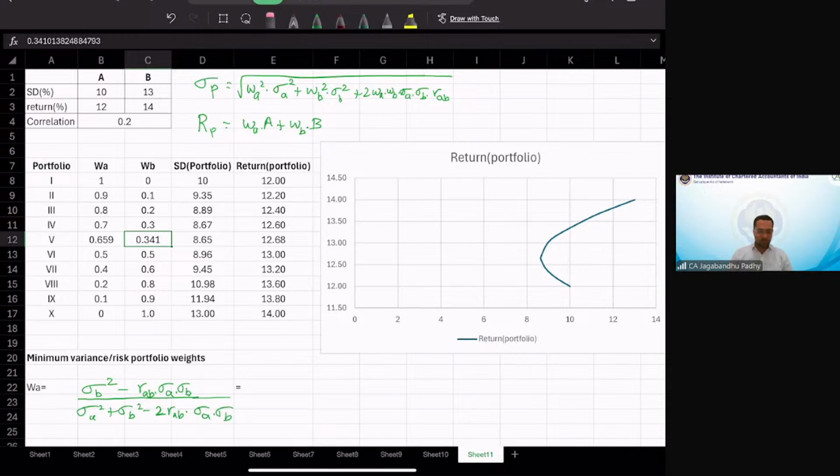Just try to calculate this. Substitute the values over here. It is nothing but standard deviation of B square, which will be 13 square, minus correlation of 0.2 into standard deviation of A into standard deviation of B. So just substitute and try to get the weightage of A. See if you are getting this weightage, guys.